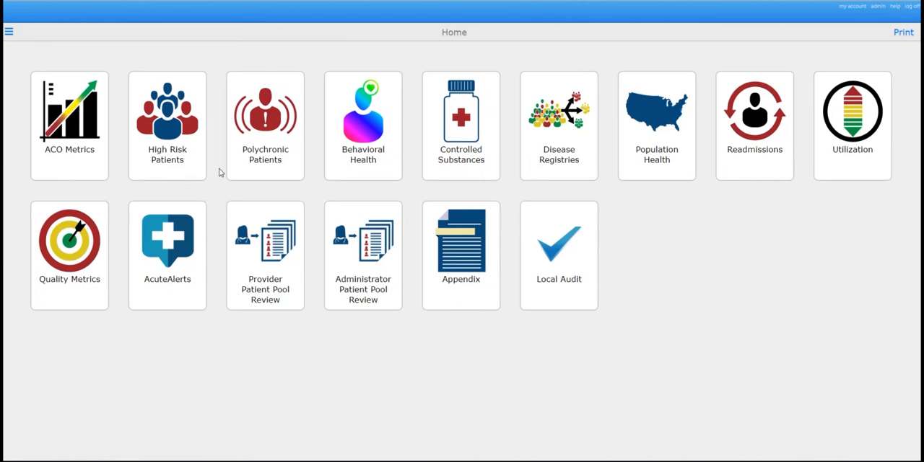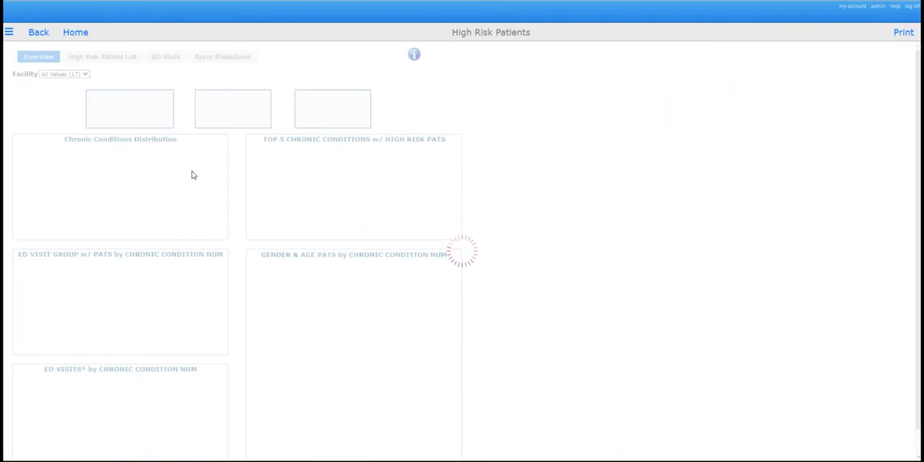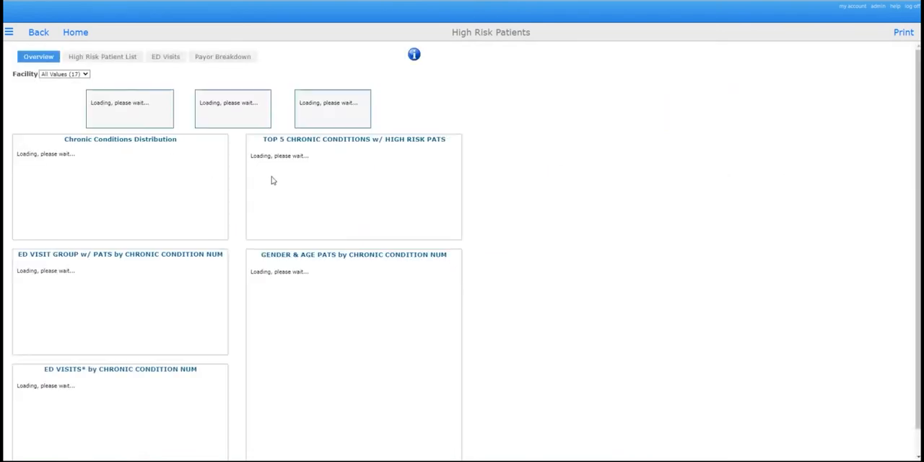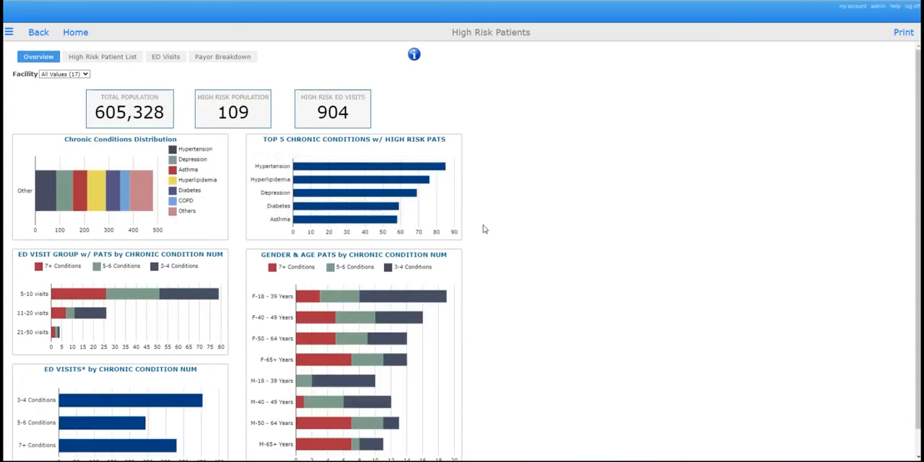When you log into our analytic toolkit, you can see all the different types of dashboards that we can provide your HIE members. The first dashboard that I'd like to show you is our high-risk patients. This dashboard can be particularly helpful for providers looking to target their patients that are high risk and also seek care at one of the highest cost settings in the healthcare system, the emergency room.